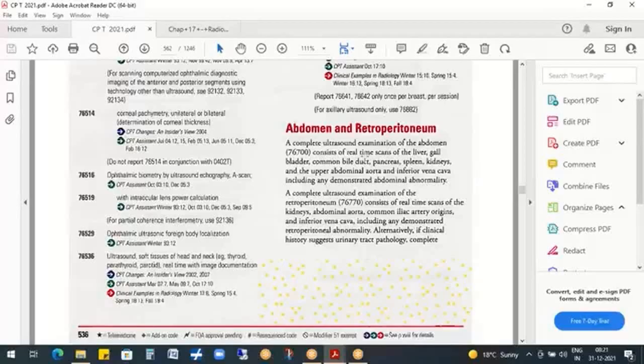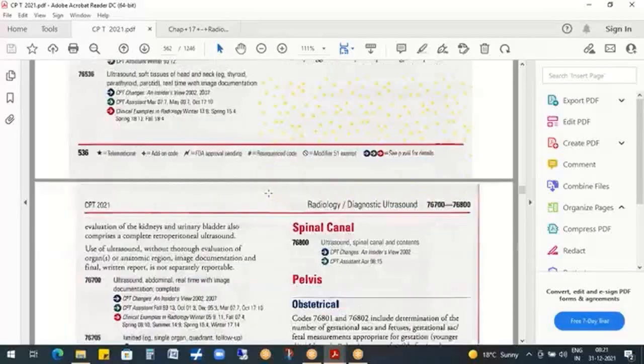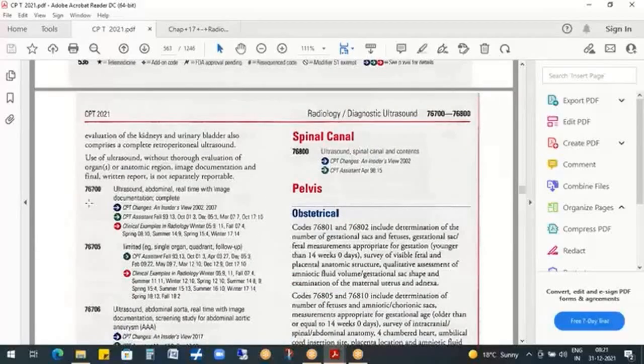Next point, if any one of the above statements is documented, code it as complete. Now try to see the code 76700.